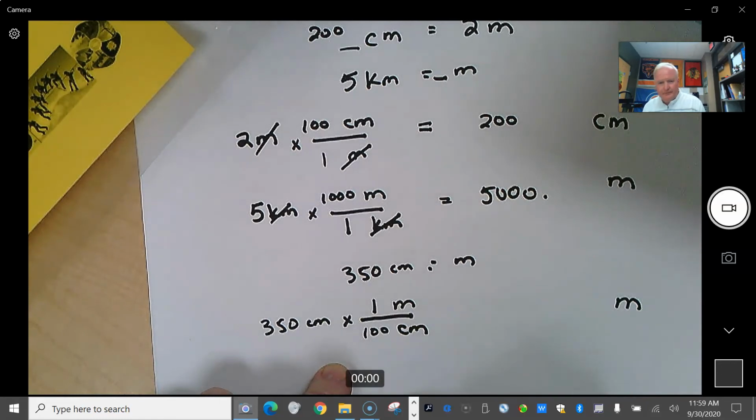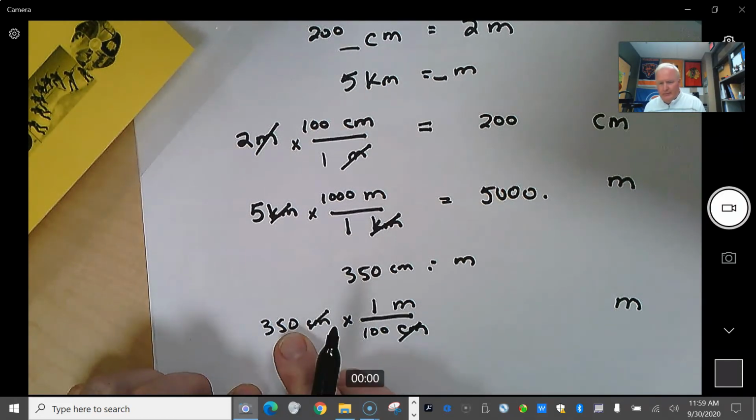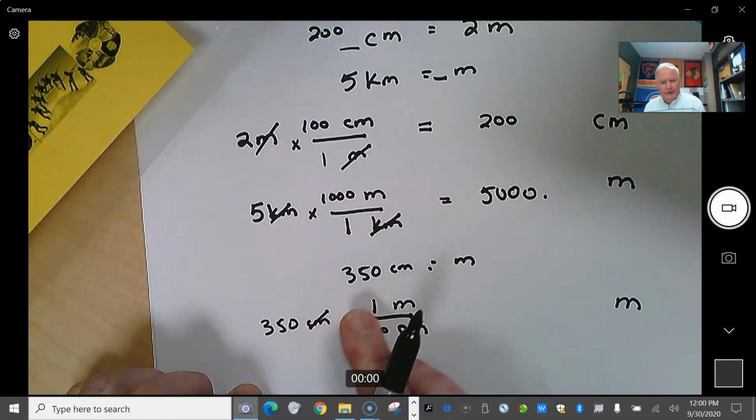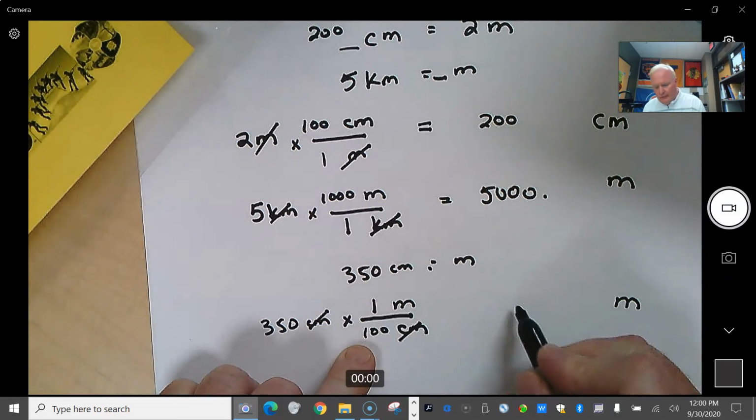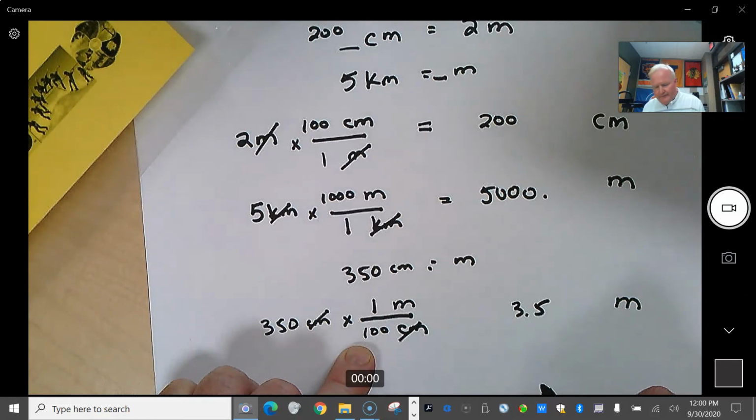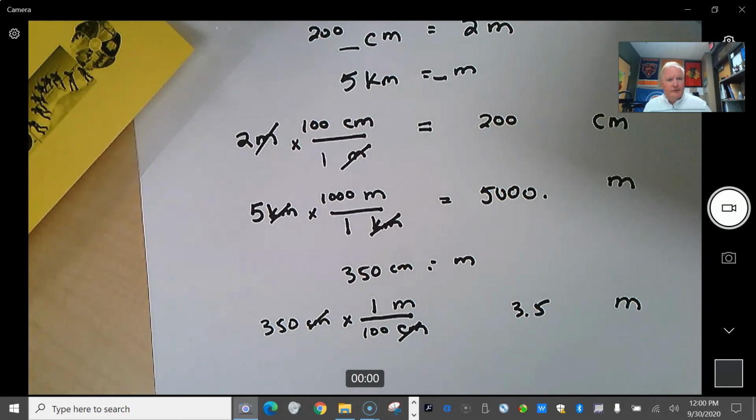100. And then we can do the math, which means we can cross out the units that we can get rid of. And now we can do the math, which is 350 times 1 divided by 100, right? 350 times 1 is 350 divided by 100 is 3.5. So there's 3.5 meters in 350 centimeters. All right, last one, and then I'm just going to leave you guys with 3 to do for homework.